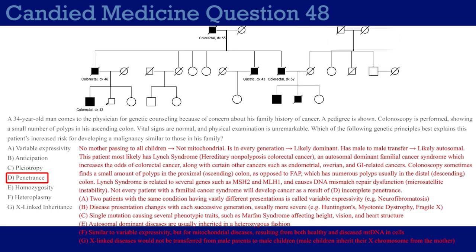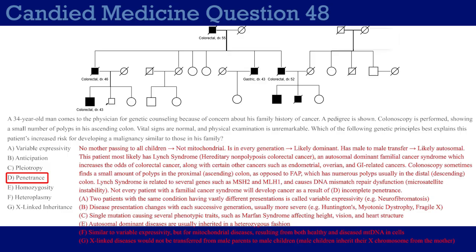So this video is getting kind of long, so let's just sum it up, okay? With pedigrees, first you check if mom passes it to all her kids for mitochondrial. If that's not true, then you check every generation to see if it's a dominant disease. If it's in every generation, it's dominant. If it skips a generation, then it's recessive. And then you check if there's male-to-male transfer. If there is male-to-male transfer, it's autosomal. If there is not male-to-male transfer, you should start suspecting X-linked disease.